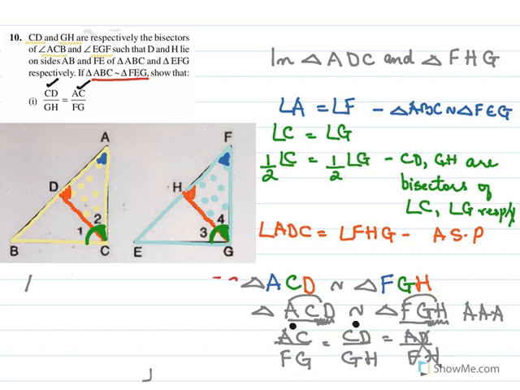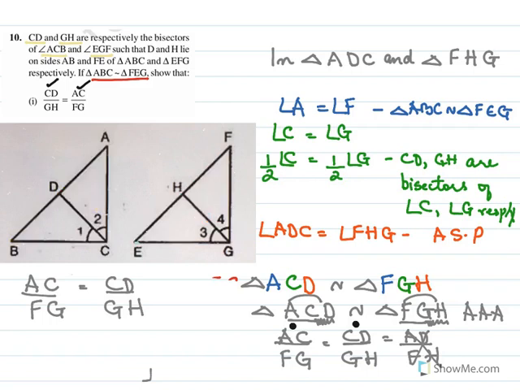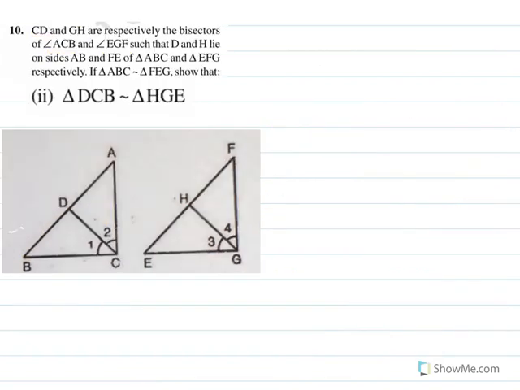So let me write it again. So we have now AC over FG equal to CD over GH, and we have proved this. So it's important to write all the three ratios and then decide which one is asked. Here's the same information given about bisectors and the angles that are similar. Here angles are similar, and here we're given CD, GH are bisectors.